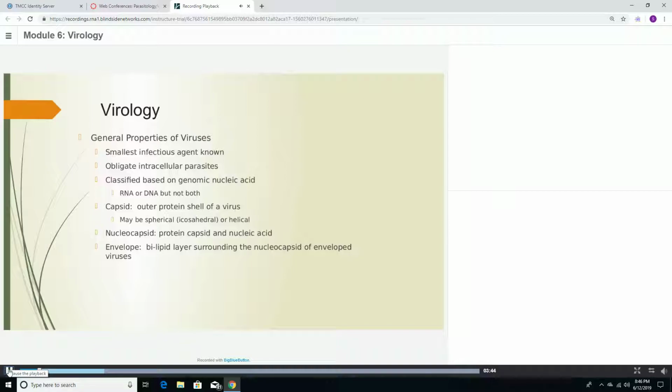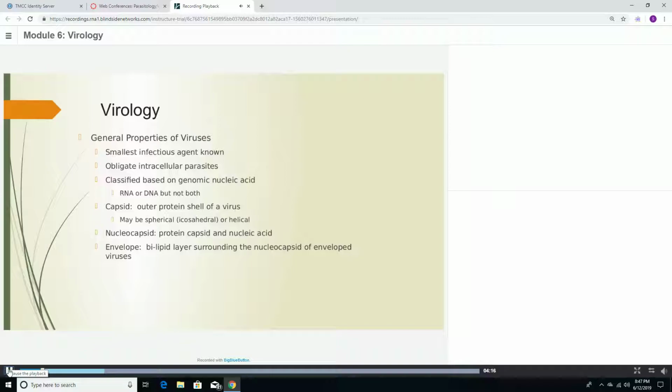Some nucleocapsids have an envelope, and some don't. An envelope is a phospholipid bilayer that surrounds the nucleocapsid of enveloped viruses. So viruses are either enveloped or non-enveloped. Viral envelopes are of the host cell's origin, and they're acquired as the nucleocapsid buds out of the host cell and acquires the lipid bilayer membrane of the host cell.